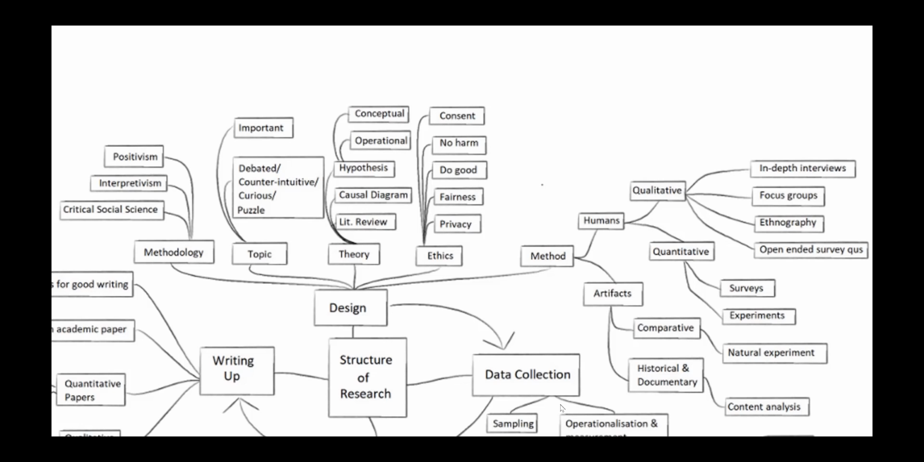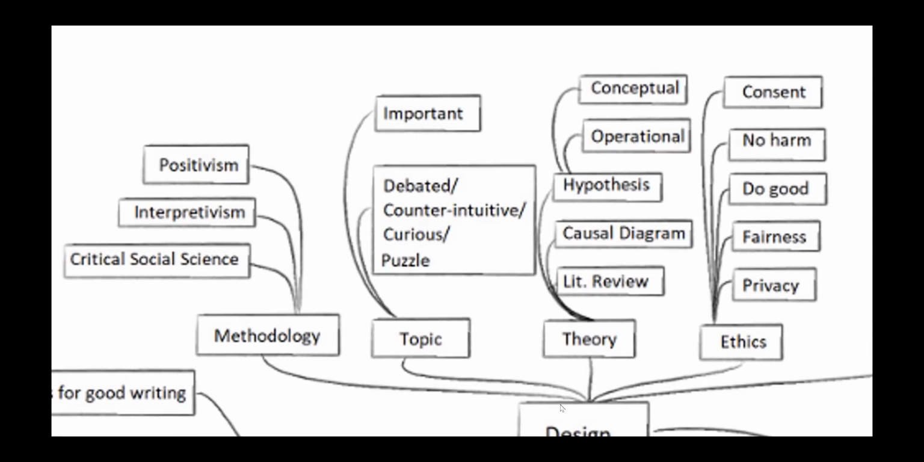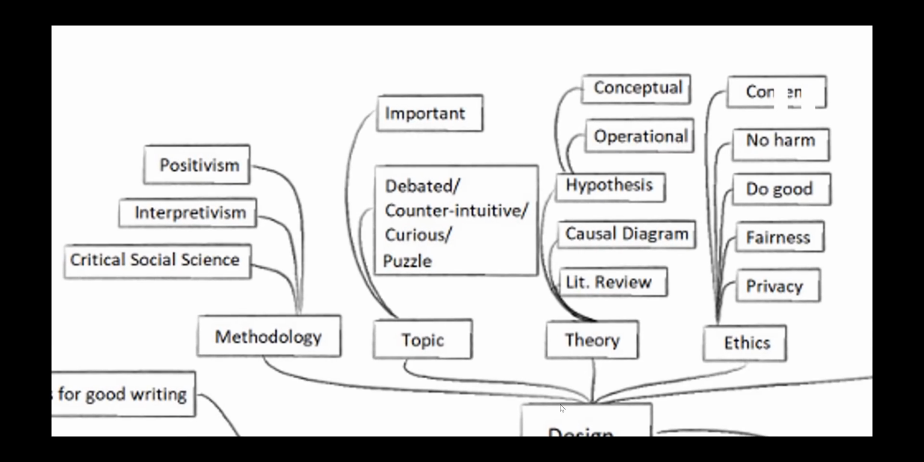So very briefly, when you're designing a topic or a research project, we can think about some of the key concepts. One of them is, what do you consider social science to be? We call this a methodology, and within social sciences there have been many different debates around what the purpose of social science is.